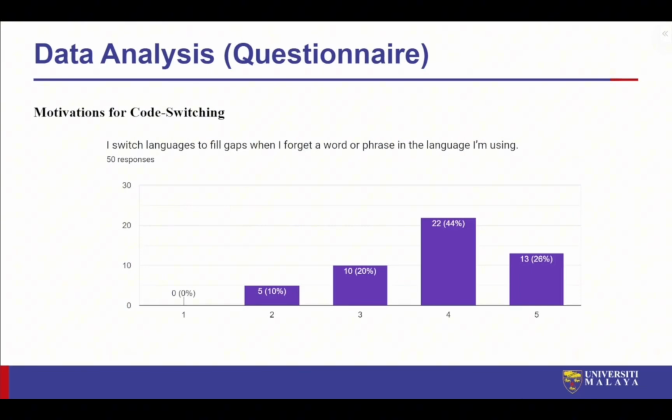So from what we can see in this first statement, "I switch languages to fill gaps when I forget a word or phrase in the language I'm using." We identified this as one of the most popular motivations, as it had a high amount of people agreeing with it, but also there were 0% of people who chose strongly disagree, and only 5 people who chose disagree, with a reasonable amount who chose neutral, which made it one of the more preferred motivations among our respondents.